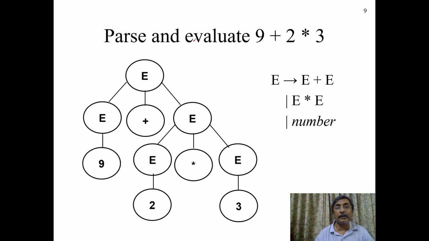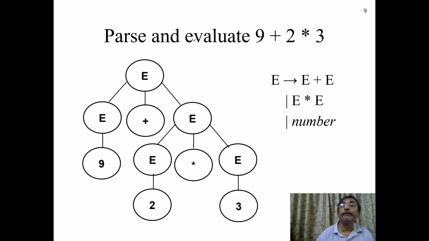A very simplified grammar of arithmetic expressions, an ambiguous grammar of arithmetic expressions. We will not talk about the ambiguity now, because our challenge is evaluating the expression, not creating the parse tree. We'll assume that our parser is sufficiently intelligent, and therefore it could create the correct parse tree depending on the precedence of the operators plus and star.